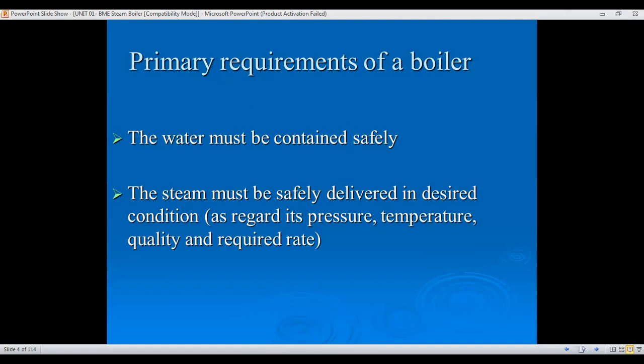In the further lectures, we will learn the types of steam, like wet steam, dry steam, and superheated steam. Whichever type of steam is needed, we can supply that type of steam as per the application.